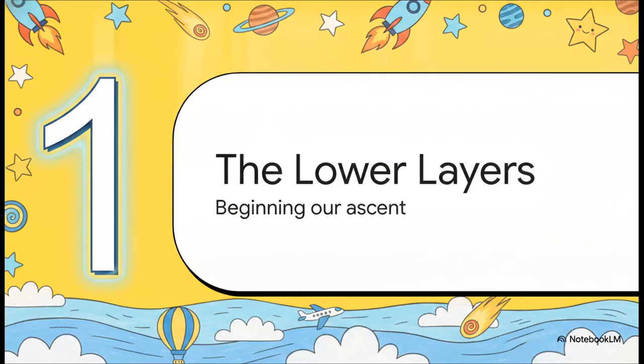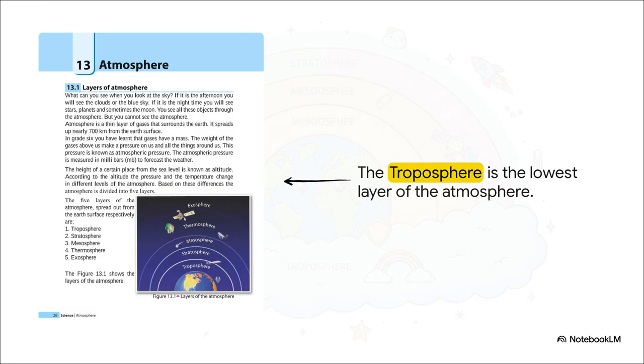Section 1. Launch. The lower layers. Welcome to the troposphere. This is the layer directly hugging the Earth, literally where you are right now. Incredibly, nearly 75% of all the air in the atmosphere is packed into this one single layer. And because of the Earth's shape and temperature dynamics, it stretches about 15 kilometers high near the equator, but shrinks down to just 8 kilometers near the poles.